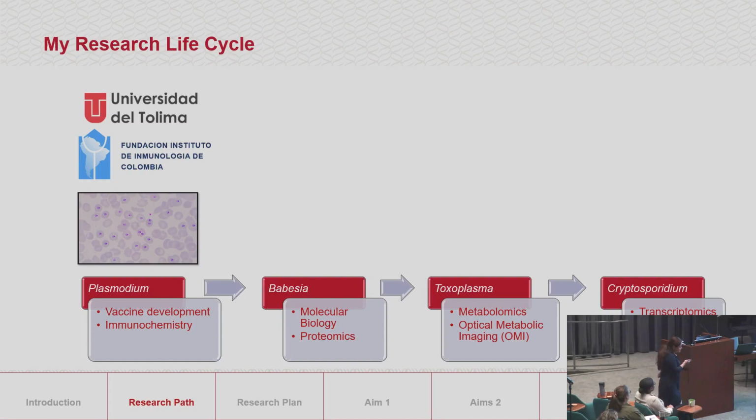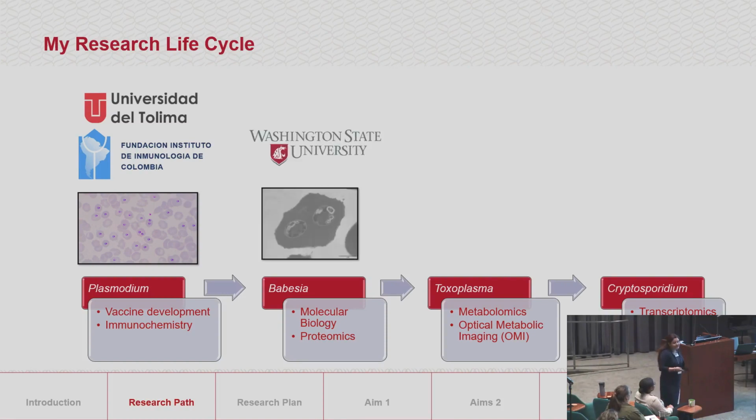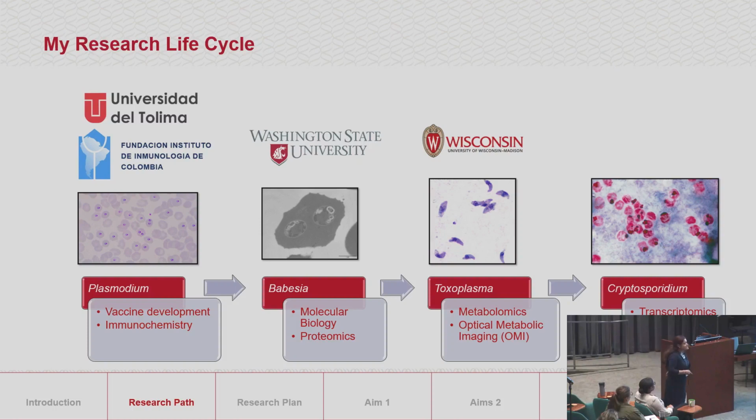Then I got my scholarship to move here to the United States. I did my PhD at Washington State University, where I studied Babesia. I learned a lot of molecular biology techniques and proteomics, and then I moved to Wisconsin. In Wisconsin, I started working with Dr. Laurel Knoll, who is a famous parasitologist who studies Toxoplasma.